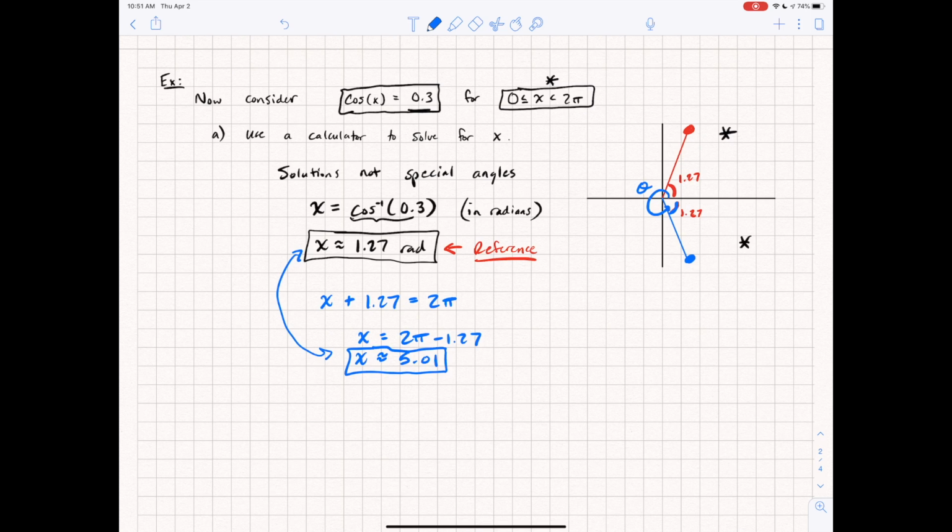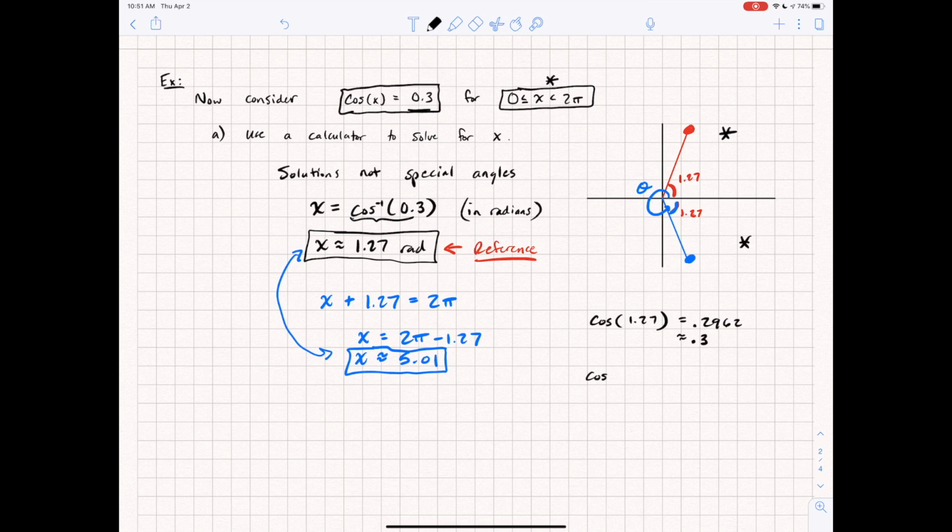Cosine of what angles will give me 0.3? To check this, we could plug this in. So again, make sure your calculator is in radians. So if I do cosine of 1.27, I get 0.2962, which is approximately 0.3.